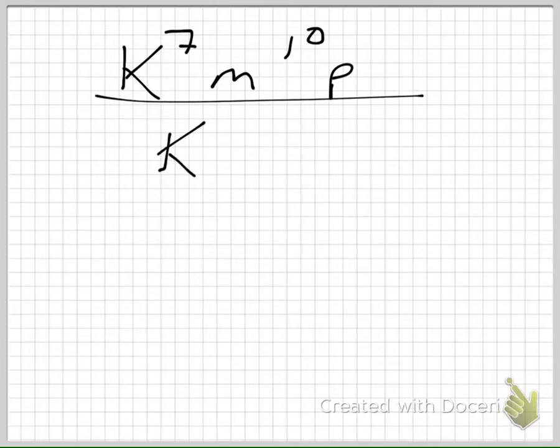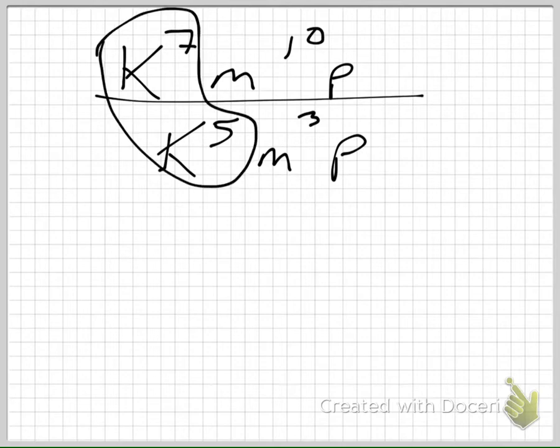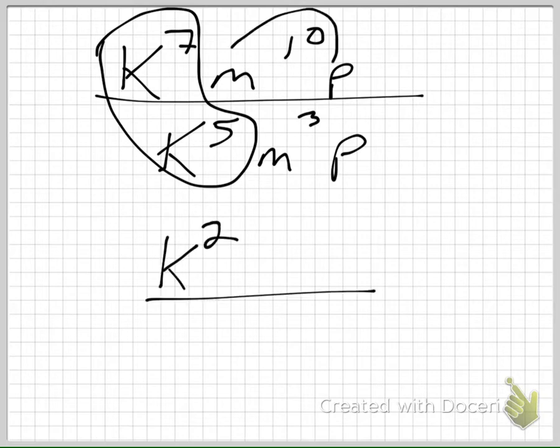What about this? k to the 7th, m to the 10th, p over k to the 5th, m to the 3rd, p. Simplify that for me. So here we go. Without doing it the long way, k to the 7th over k to the 5th, when I eliminate them, I'm going to have k squared on the top. m to the 10th over m to the 3rd, when I eliminate them, I'm going to have m to the 7th on top.